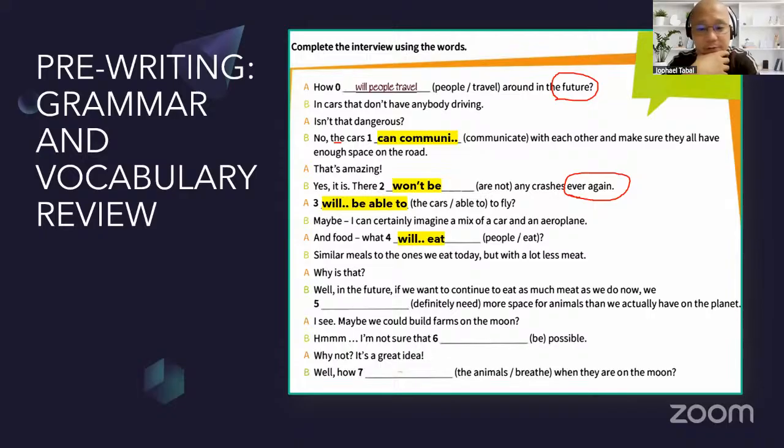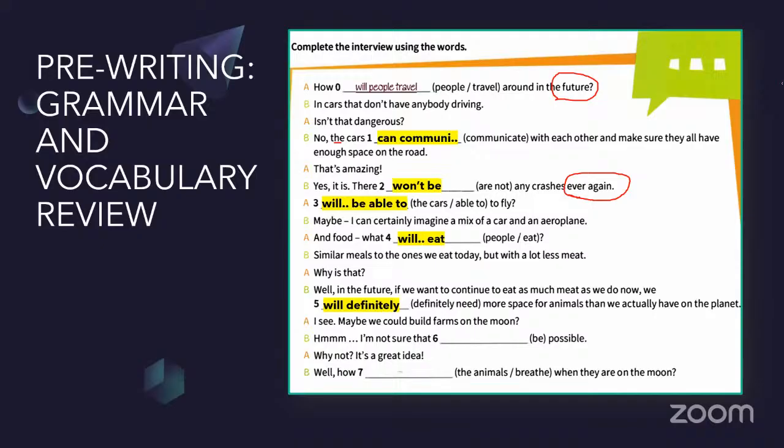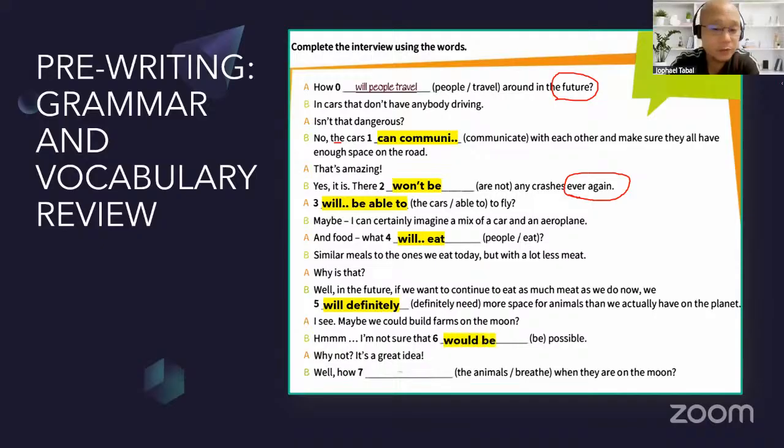Number 5, Clara? Well, in the future, if we want to continue to eat as much meat as we do now, what's your number 5 here, Clara? Will definitely need. Right, we will definitely need more space for animals than we actually have on the planet. And number 6, maybe we could build farms on the moon. I'm not sure that would be possible, okay? So would be means future. And number 7, why not? It's a great idea. Well, number 7, Clara?